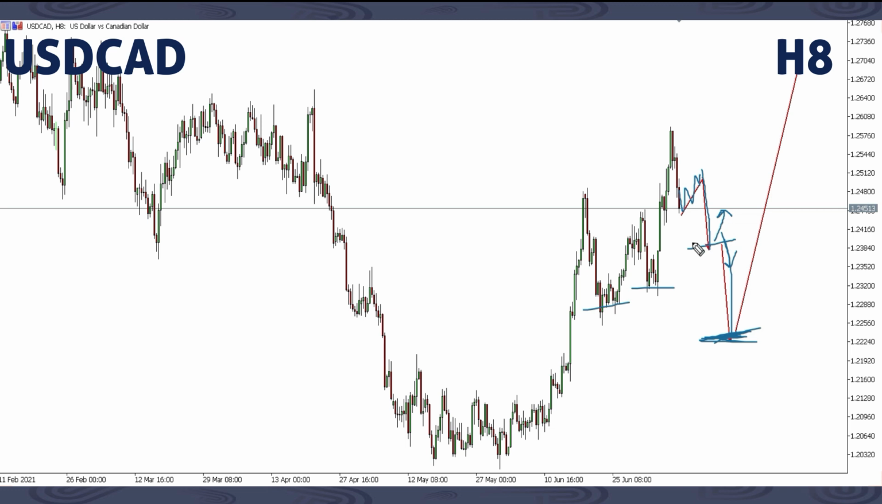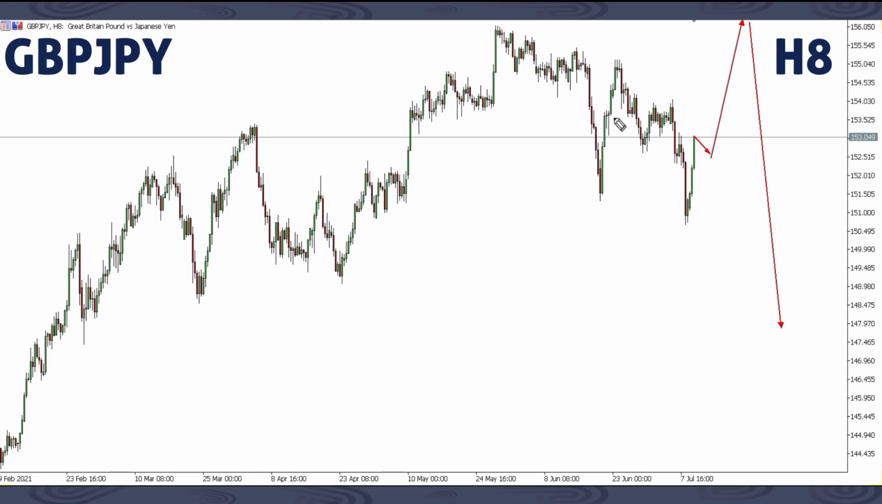Now if price gives a sign of a reversal here, you can be exiting from this sell, and then you can start looking forward for a buy opportunity all the way up, breaking previous high. That's on USDCAD. This is GBPJPY.